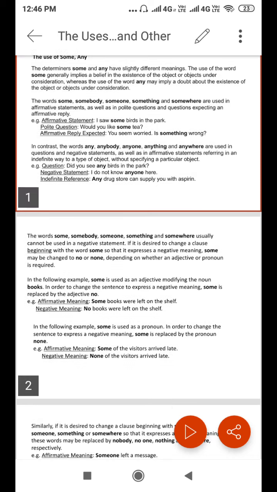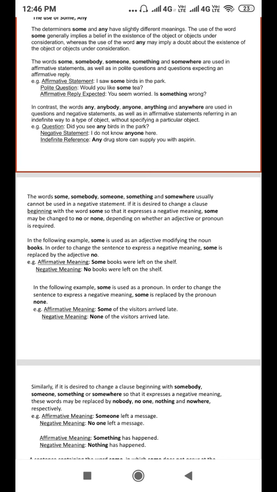The words some, somebody, someone, something, and somewhere usually cannot be used in a negative statement. If it is desired to change a clause beginning with the word some so that it expresses a negative meaning, some may be changed to no or none depending on whether an adjective or pronoun is required. In the following example, some is used as an adjective modifying the noun books. In order to change the sentence to express a negative meaning, some is replaced by the adjective no.